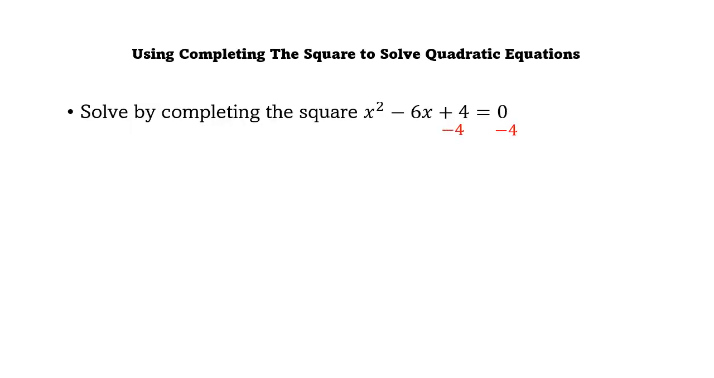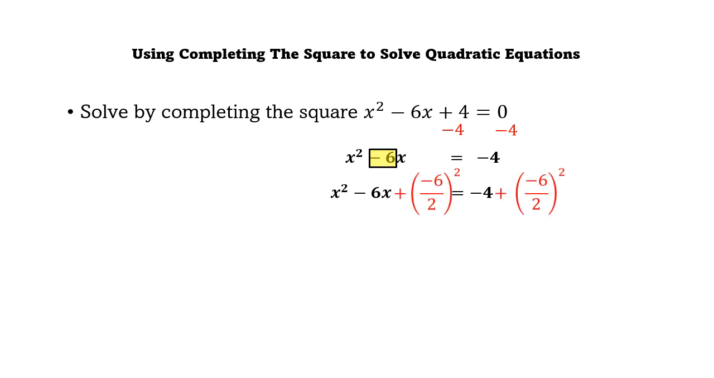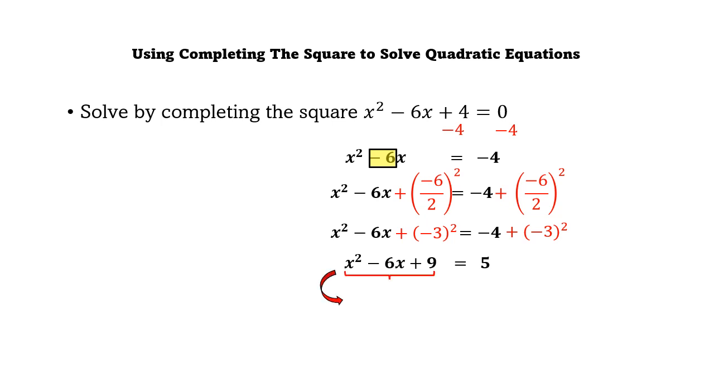Now we need to solve by completing the square. So first we need to keep the variables on one side and the constant on the other side. Now we need to add the term. Simplify. Now this one is a perfect square trinomial that gives me x minus 3 squared.